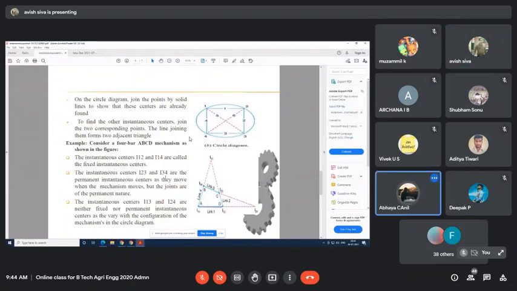Yes, sir. Abhaya, that is your question. A 4-bar mechanism is given, and you are asked to locate all the instantaneous centers. So what will be your step number 1? Step number 1?